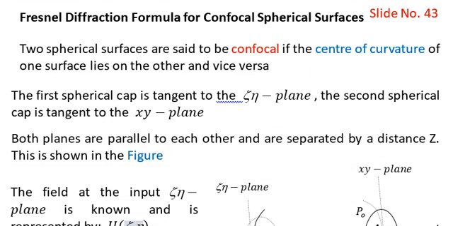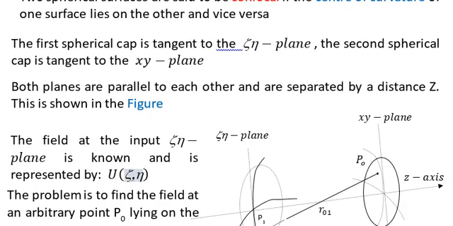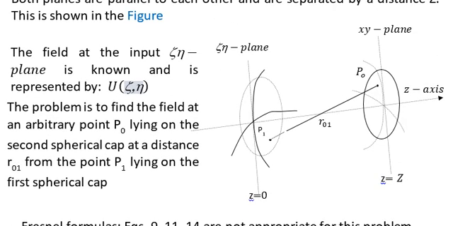Now we have a Fresnel diffraction formula for confocal spherical surfaces. You see that we have already derived the Fresnel diffraction formula and seen the conditions under which those were obtained. Now we are deriving the Fresnel diffraction formula for confocal spherical surfaces. What are the confocal surfaces? You can see that these are the confocal surfaces.